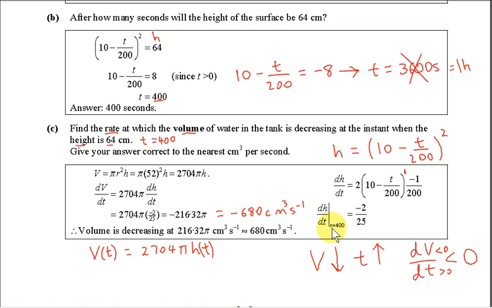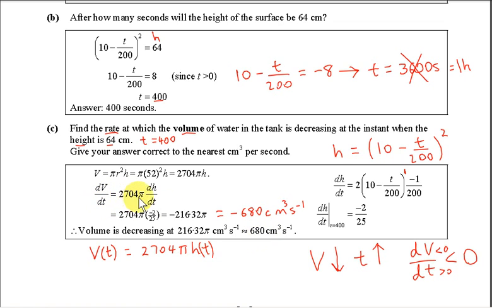So at the instant when t is 400, or if you like when h is 64 centimeters, the volume is decreasing by 680 centimeters cubed per second. So if dV/dt was constant, this would mean that every second the volume would decrease by 680 centimeters cubed. Of course, dV/dt is not constant. In the next instant, this value will actually change. dV/dt is a function of time.